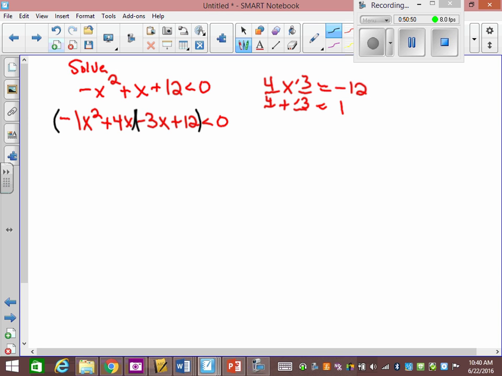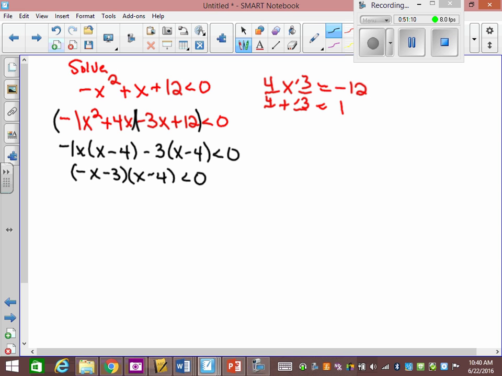Because you just thought that was an absolute sign. So you just write it down. Okay, take a negative 1 x out and you're left with x minus 4. Take out a negative 3 and you're left with x minus 4 is less than 0. Negative x minus 3, x minus 4 is less than 0. So negative x minus 3 equals 0. Negative x equals 3. X equals negative 3. X equals 4. So those are my x-intercepts.